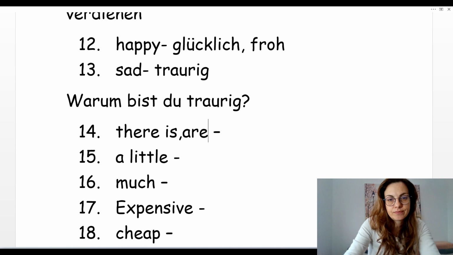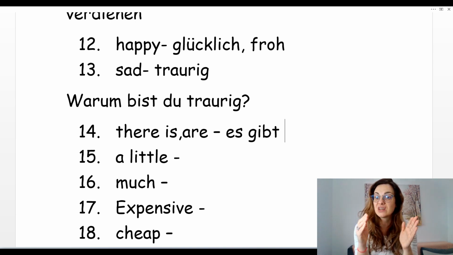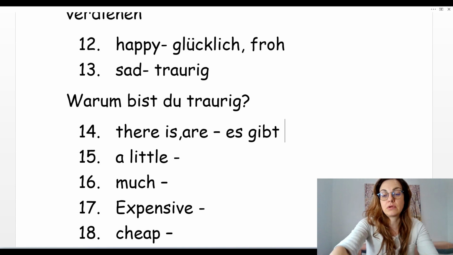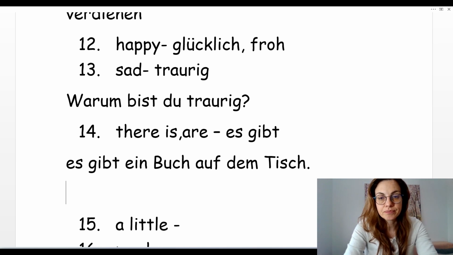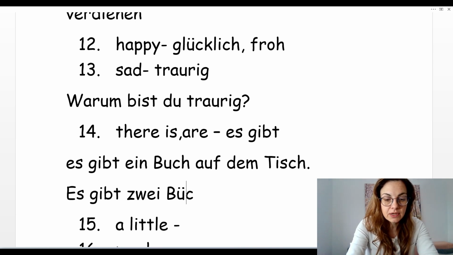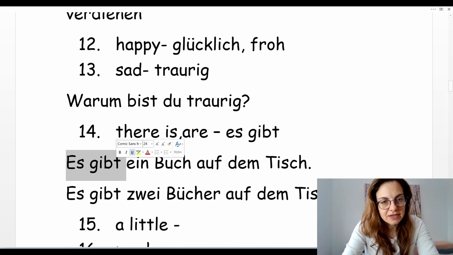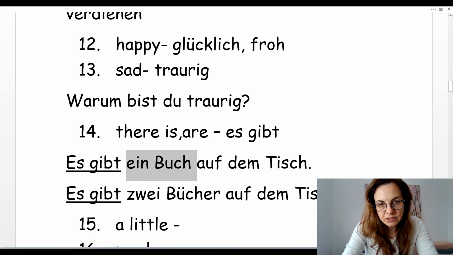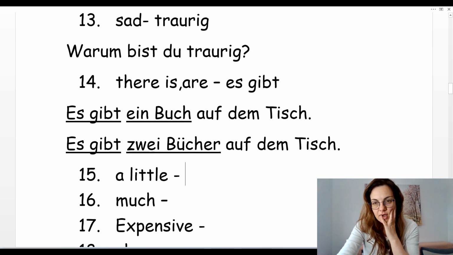There is or there are in German is es gibt. There is only one form for singular and plural nouns. So there is a book on the table, for example: es gibt ein Buch auf dem Tisch. But if there are two books, es gibt zwei Bücher auf dem Tisch. So in German, this phrase doesn't change. We use es gibt for singular and plural nouns.